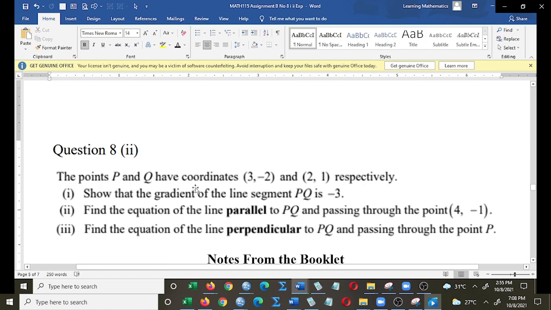The points P and Q have coordinates (3, -2) and (2, 1) respectively. Show that the gradient of the line segment PQ is -3. Find the equation of the line parallel. Find the equation of the line perpendicular.